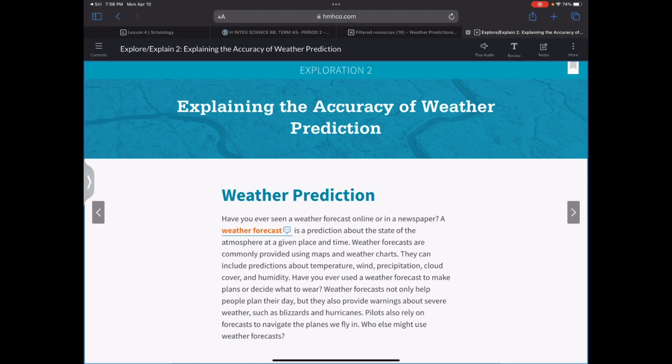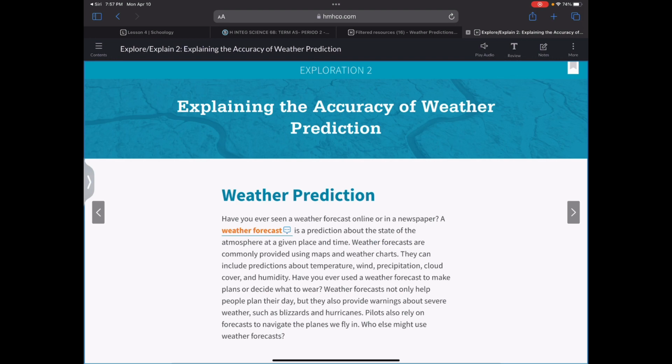Weather prediction. Have you ever seen a weather forecast online or in a newspaper? A weather forecast is a prediction about the state of the atmosphere at a given place and time. Weather forecasts are commonly provided using maps and weather charts. They can include predictions about temperature, wind, precipitation, cloud cover, and humidity.